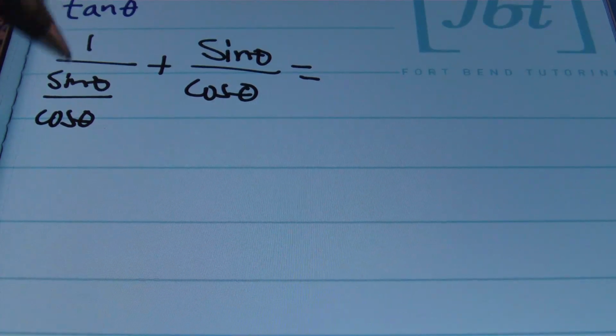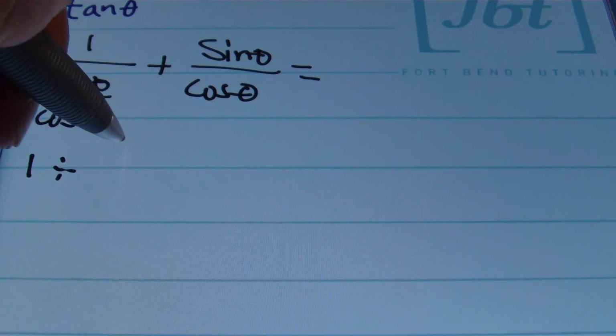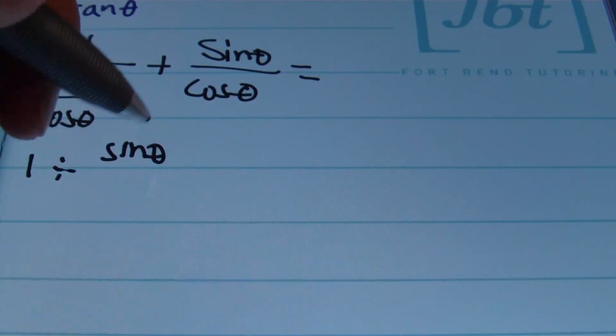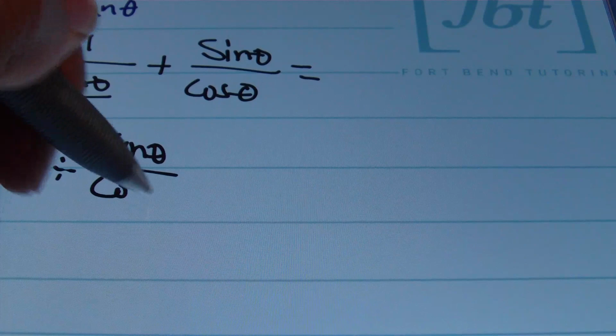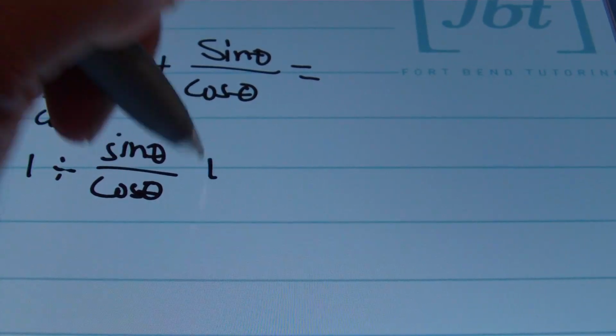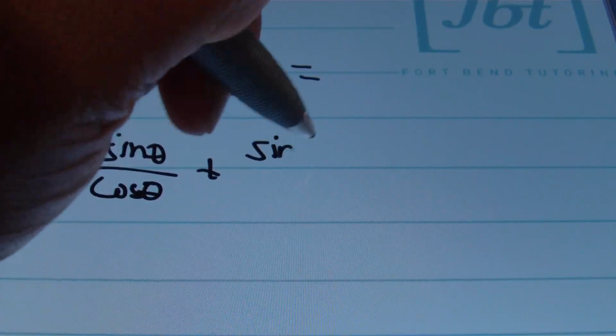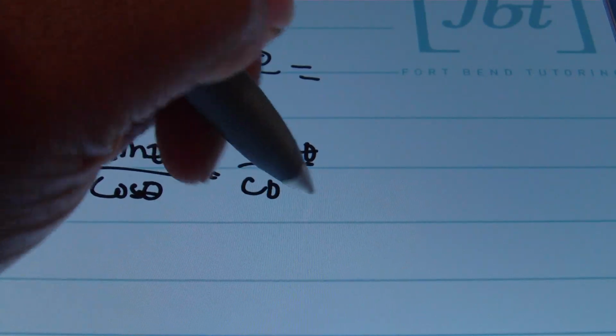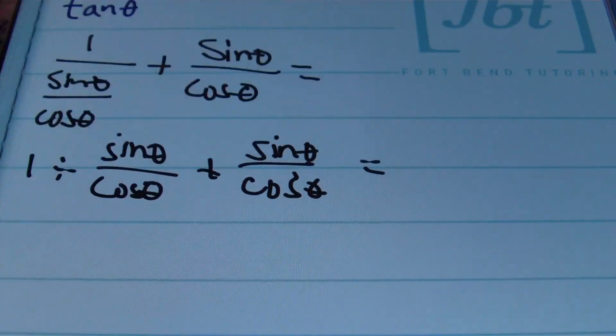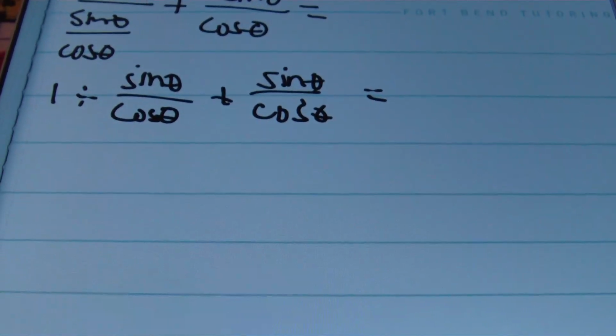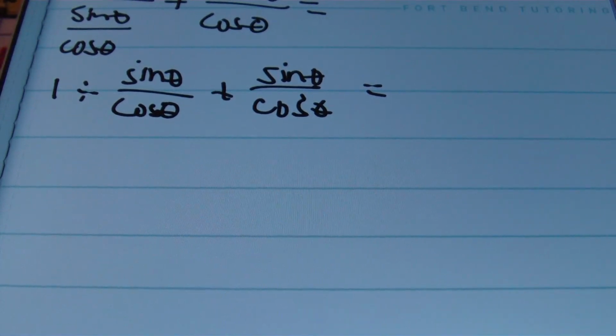From here, I can rewrite that first complex fraction as a division problem. So I'm going to show that this is equivalent to 1 divided by sine theta, all over cosine theta, plus that existing sine theta over cosine theta. All right, so this is what I have thus far. And this, by the way, is a division symbol.